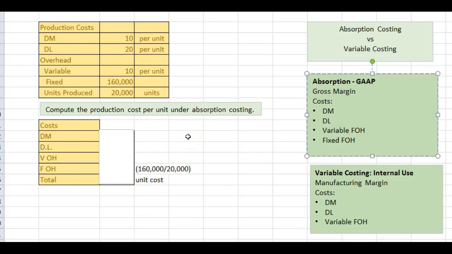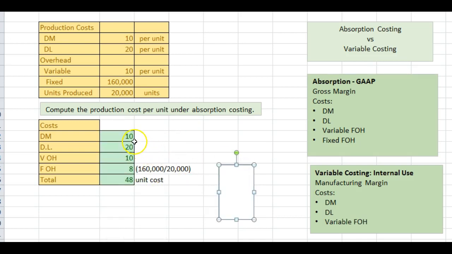Here we're going to compute the production cost under absorption costing. And we've done this over and over again. We've got direct materials, we've got labor, we have variable overhead, and we have fixed overhead, which is determined by how many units we made divided into the amount of money that the fixed overhead came to. So if we add those all up, this comes to $8 per unit. We find that the unit cost is $48.